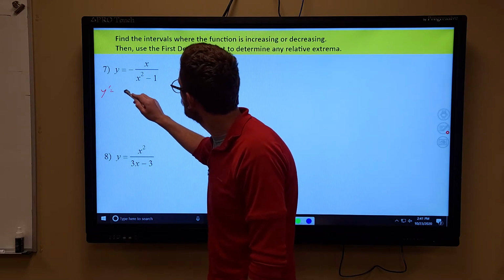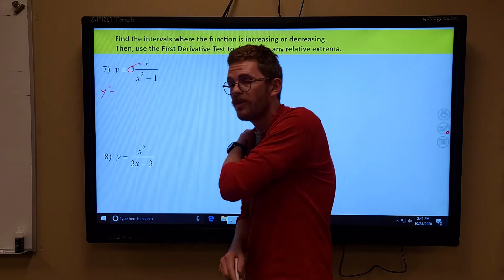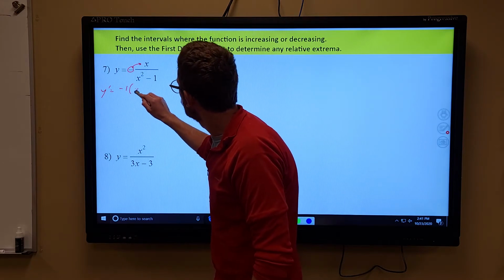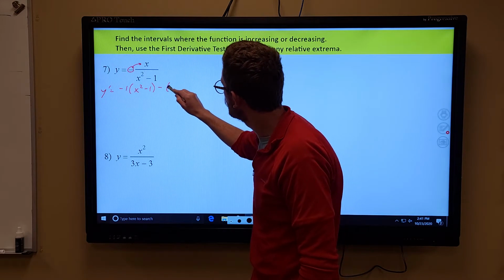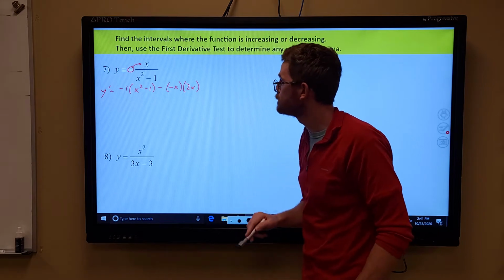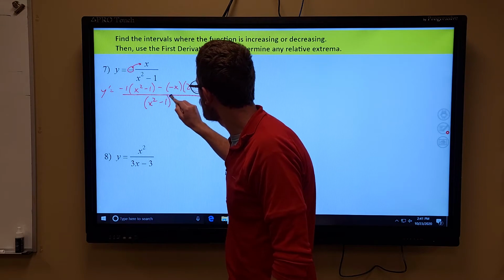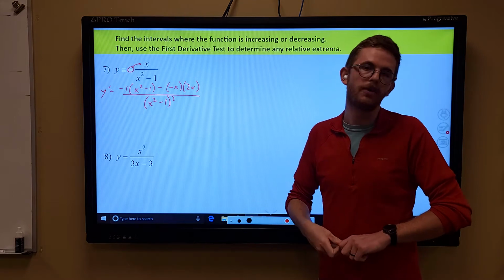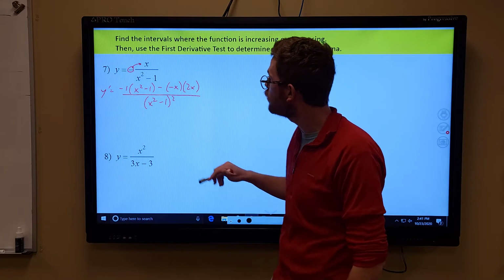I'm going to go low d high, and I'm going to see that negative as being with the x on top. So derivative of negative x times my low d high minus high d low, all over low. Now, you don't have to simplify this, but I'm going to simplify this. I think it's going to make my life easier as I finish this problem.